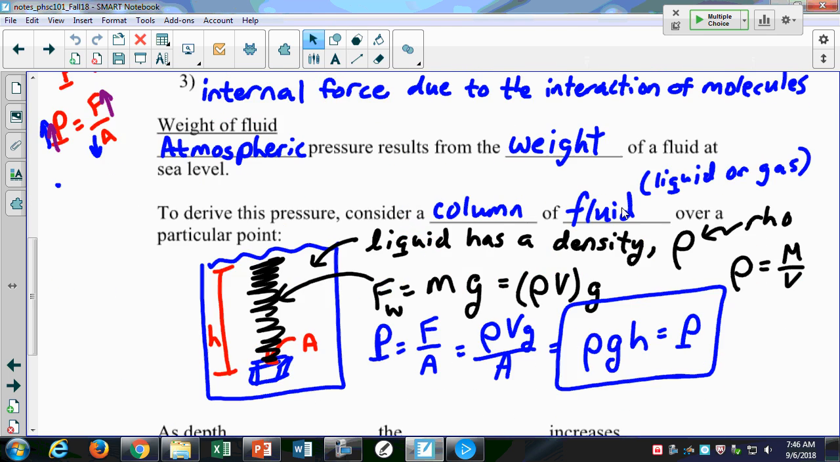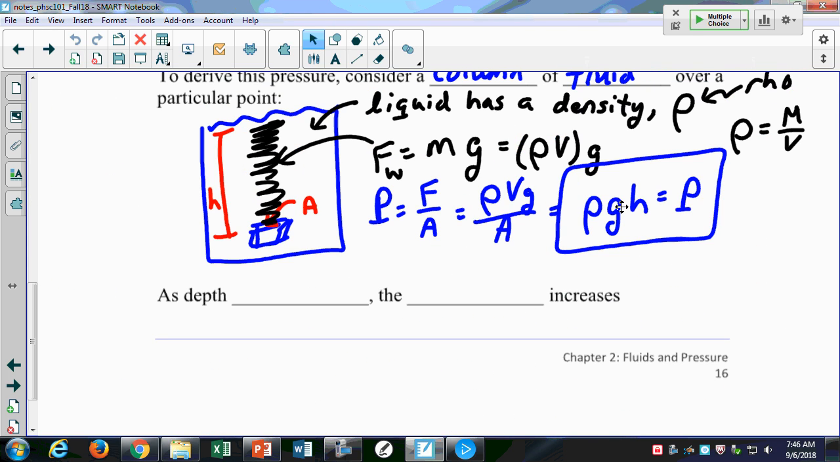Doing here. I don't think we filled in this last part. As the depth increases, the pressure increases.